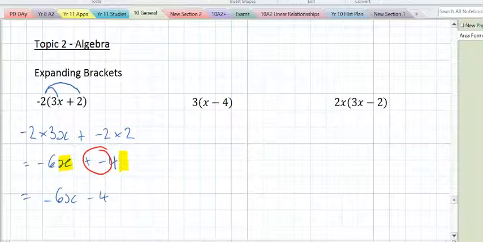Okay. But this is an important thing, and some of you messed it up in the test a little bit: you can't add them together because they don't both have x. They're not like terms, or they're not similar terms. Okay?